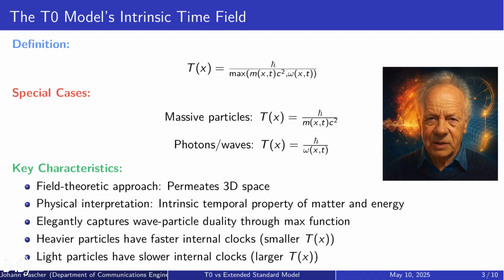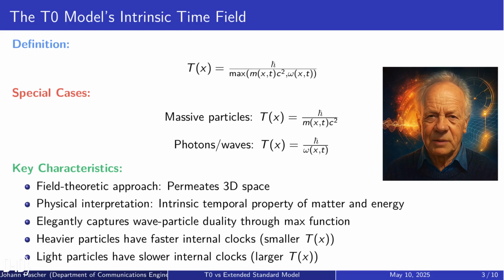This field is conceptualized as a scalar field that permeates three-dimensional space. At each point, it defines a local temporal quality that influences how matter and energy evolve. The field elegantly captures wave-particle duality through the Max function, which naturally handles both extremes of physical reality. Heavier particles have faster internal clocks, represented by a smaller t value, while lighter particles and waves have slower internal clocks, represented by a larger t value.